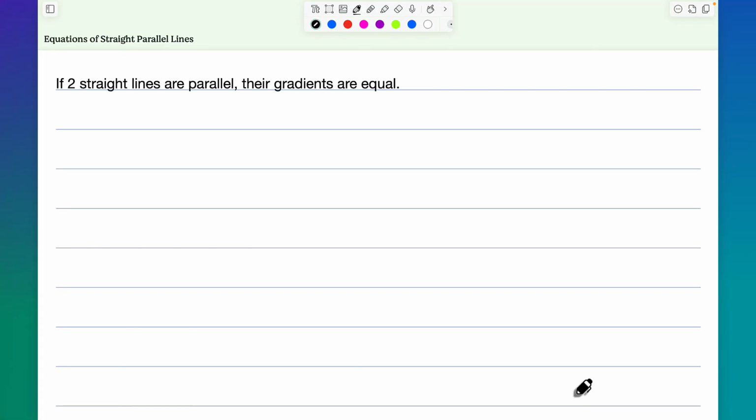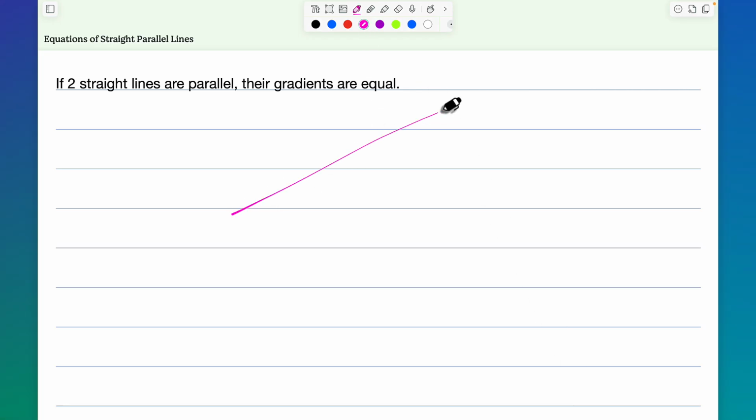In this video, we're going to talk about how to calculate the equation of a line that's parallel to another line, two straight lines specifically, right? And I have put a line on your screen, which essentially says if two straight lines are parallel, then their gradients are equal because, remember we said gradient is equal to steepness.